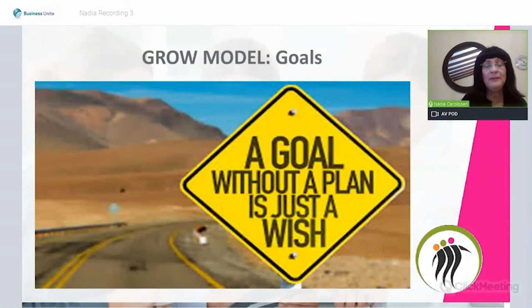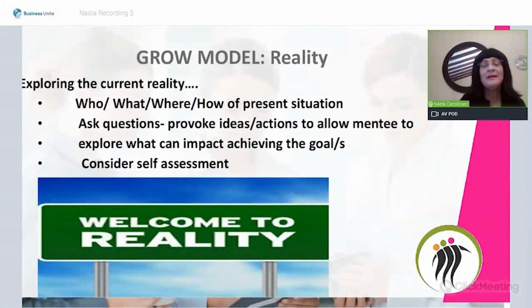Just something to keep in mind: a goal without a plan is just a wish. I think we referred to that earlier. Dream big, set some goals, but unless it is supported by an action plan, some action to be taken, goals will never be achieved. The next in the GROW model, the R stands for reality.